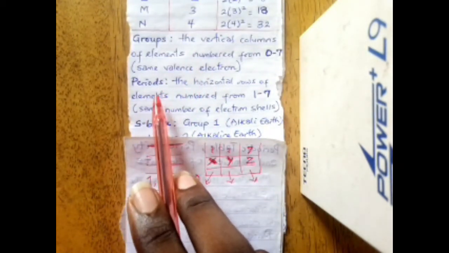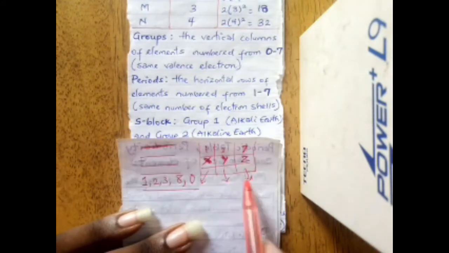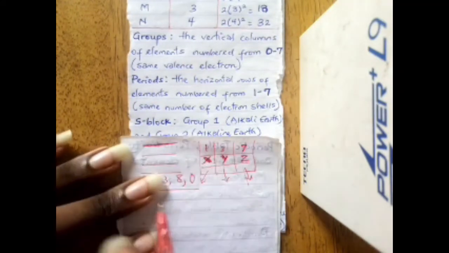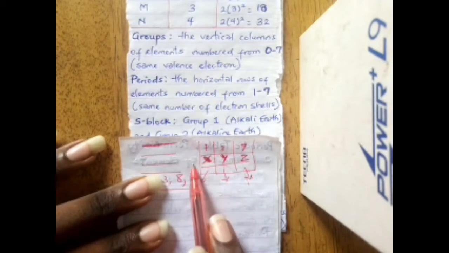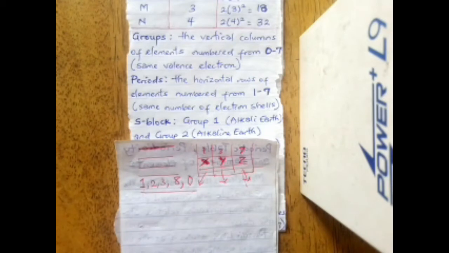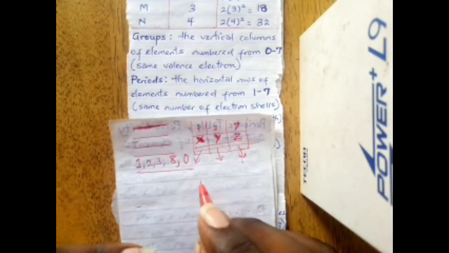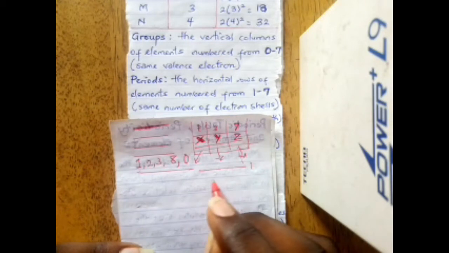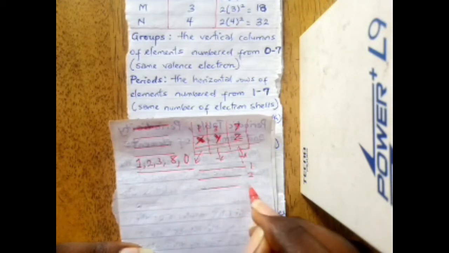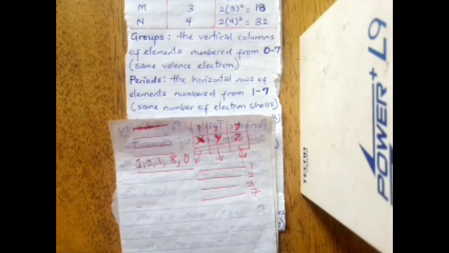When we're talking about periods now, I've said the vertical columns are the groups. Now for the periods, the horizontal rows are what we refer to as the periods. The periods are also numbered. So we have periods from number 1 to 7 in the periodic table also. So you can have period 1, period 2, period 3, down to period 7 in the periodic table.